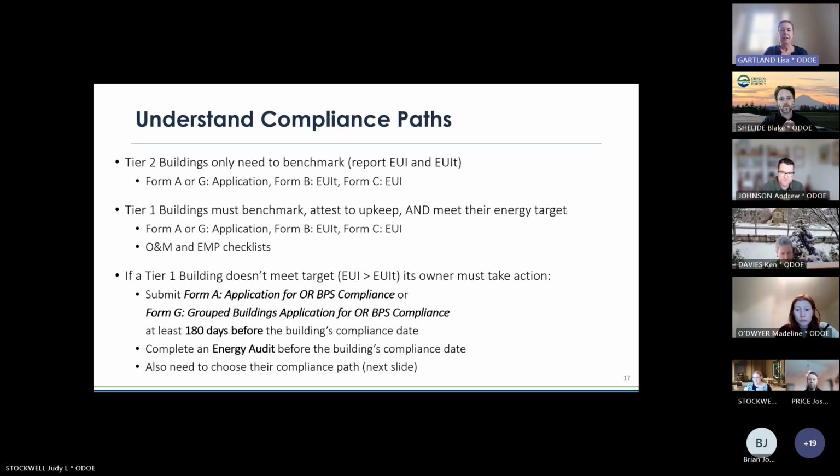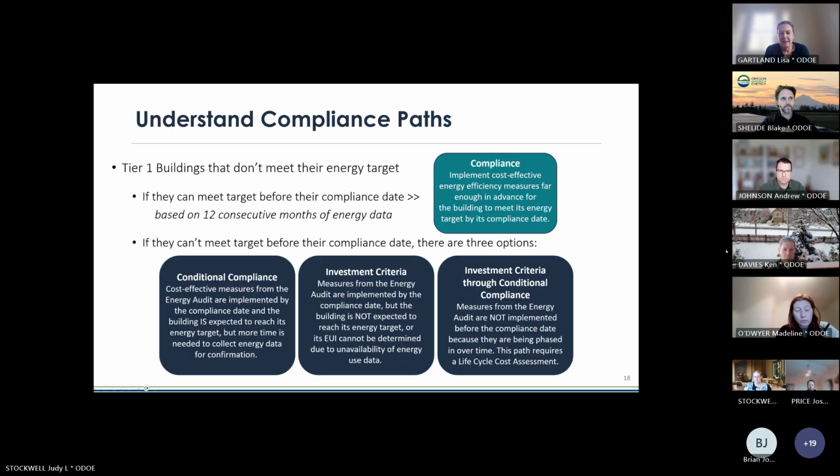Start to work toward getting your energy audit done before your compliance date and submitting a Form E to us. And you need to figure out what you think your compliance path is going to be. And we had 3 options for those people. There was the conditional compliance. We could go to the next slide, just because this is important to go over one more time. Could you go to the next slide, Judy? You're getting a bonus, slide 18 again.